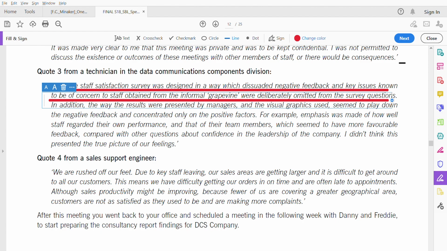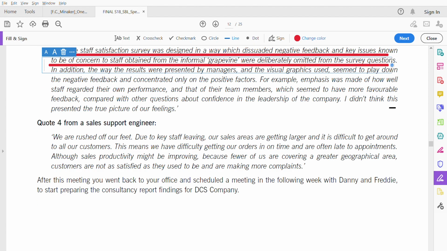Okay. In addition, the way the results were presented by the managers and the visual graphics used seemed to play down the negative feedback and concentrated only on the positive factors. For example, emphasis was made on how well staff regarded their own performance and that of their team members, which seemed to have more favorable feedback, compared with other questions about confidence in the leadership of the company. I didn't think this presented a true picture of our feelings. So they were not quite happy with the way the results are presented, right? The positive comments are highlighted and the negative feedbacks are omitted. They are not shown. Now the last one.